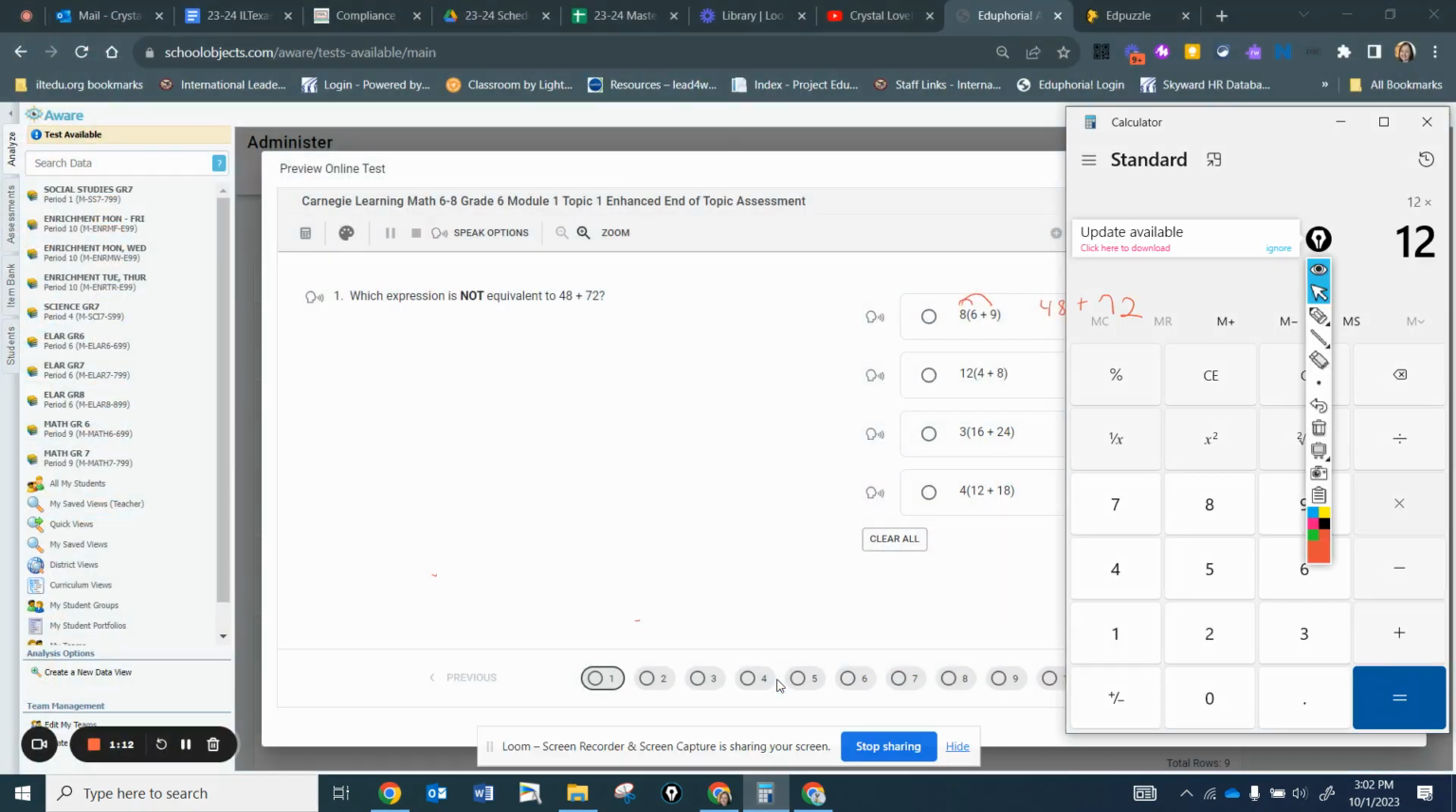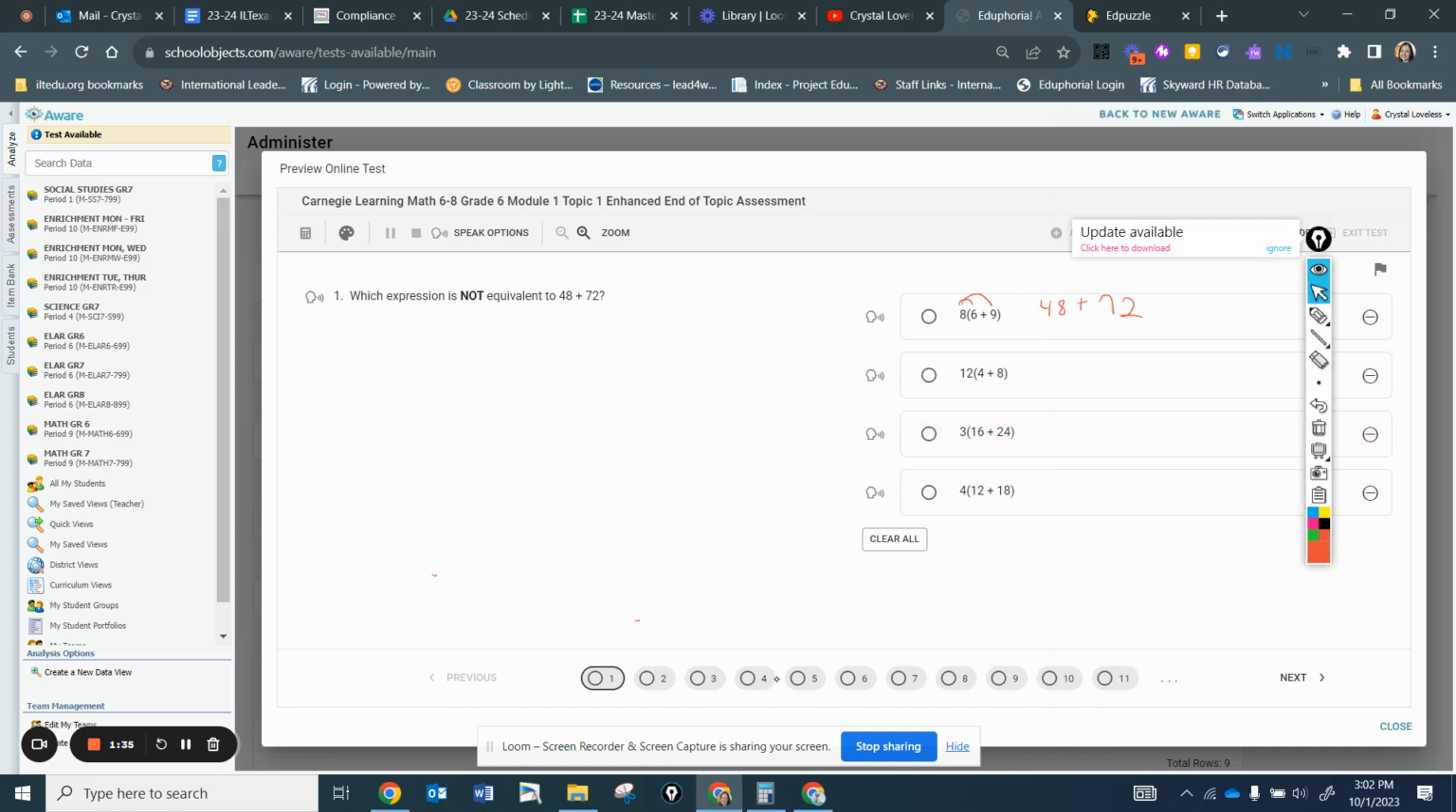Okay, 12 times 4 is 48. 12 times 8 is 96. So that one is 48 plus 96. That is not equal to 48 plus 72. Let's test our others to make sure they're right. 3 times 16, 48. 3 times 24, 72. That one is equivalent. That one's equal.